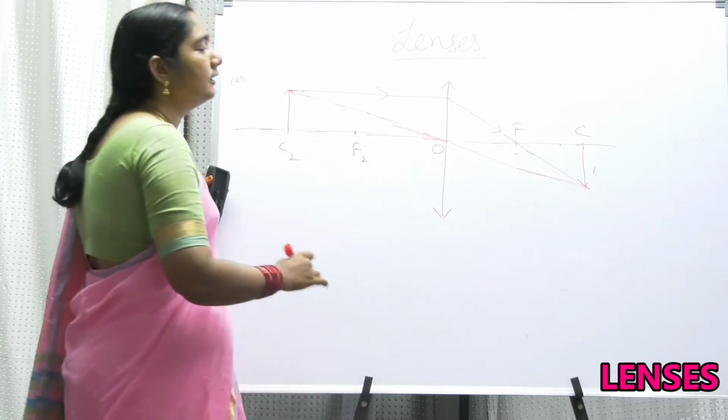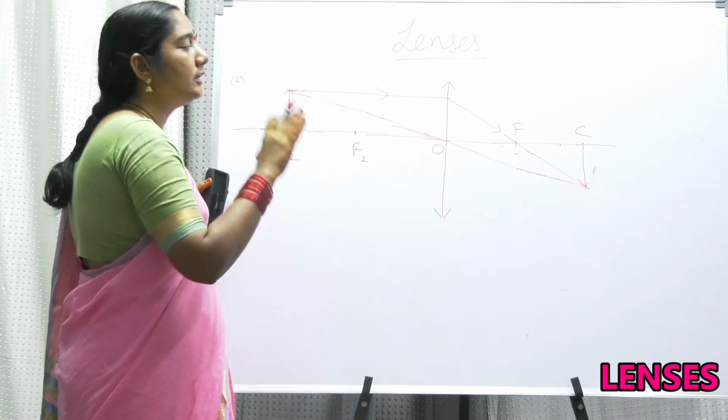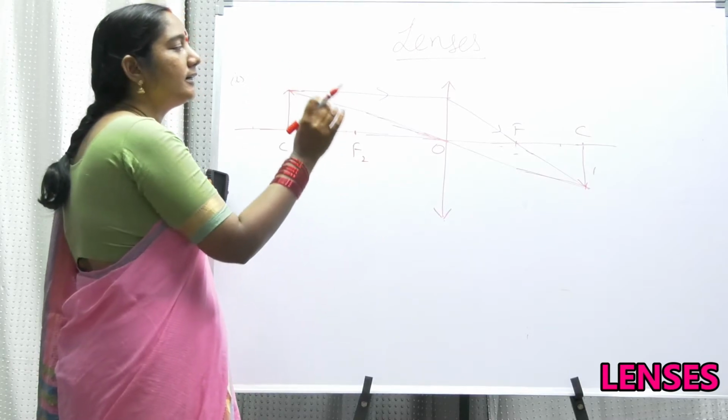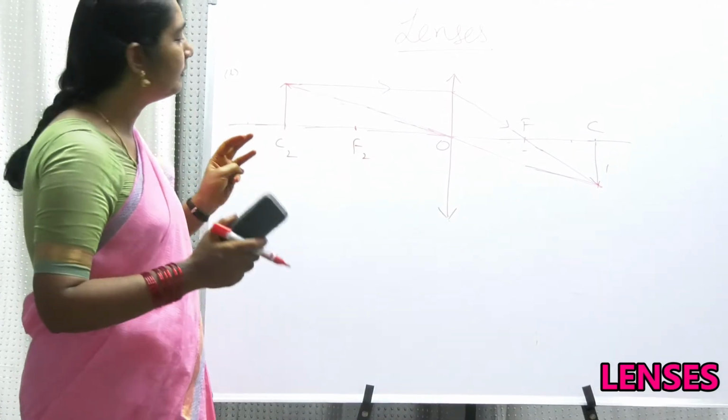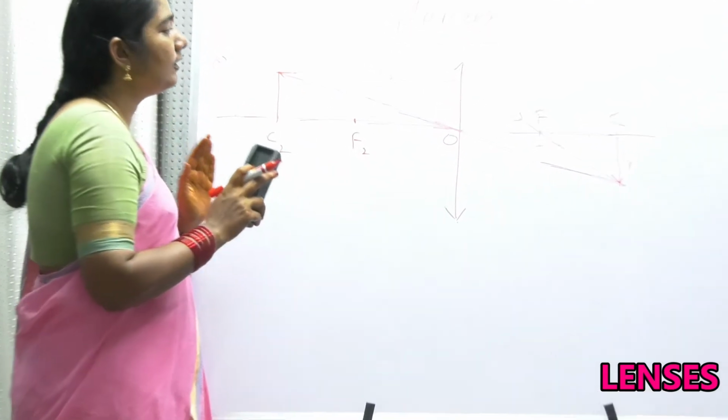It is inverted, almost the same size. It is real. It is formed at C. So my dear friends, this is the second case. Let us again, I think you understood this.